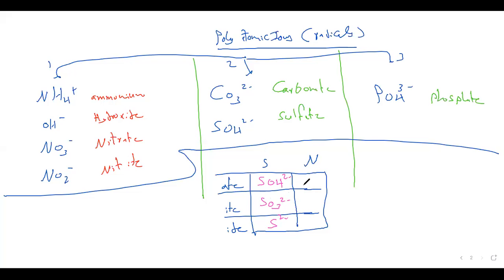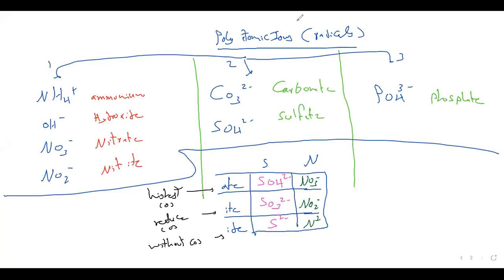Nitrate, NO3. Nitrite, NO2. Nitride, N. So for -ate, it means the highest number of O. For -ite, reduce one O. For -ide, without O.